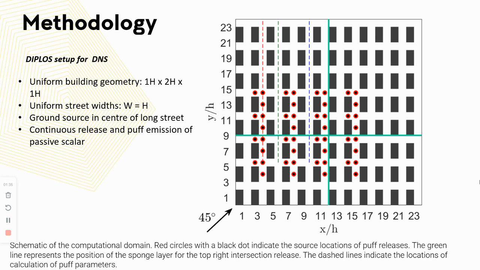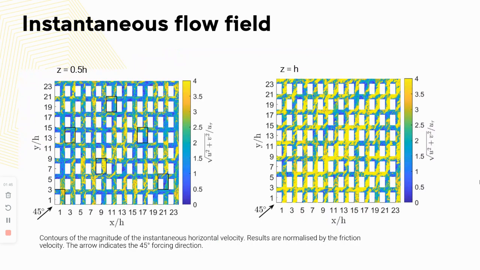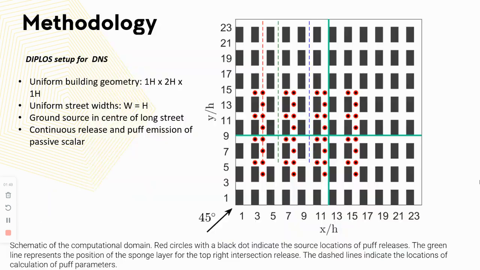We had a sponge layer to keep the scalar from re-entering the domain. And we had 3 source locations. We have one source location in the intersection, another one in this short street, and another one in the long street. There are a lot of red dots here, and those are the markers of these sources. We placed 16 sources in the same location, like here in the long street.